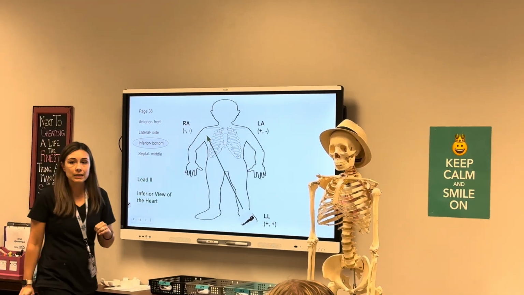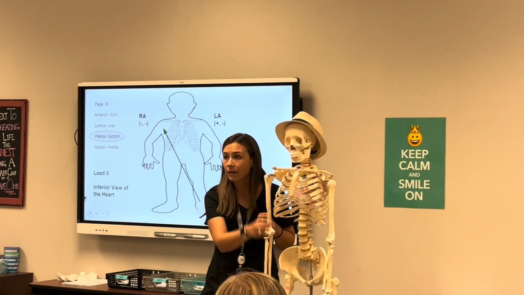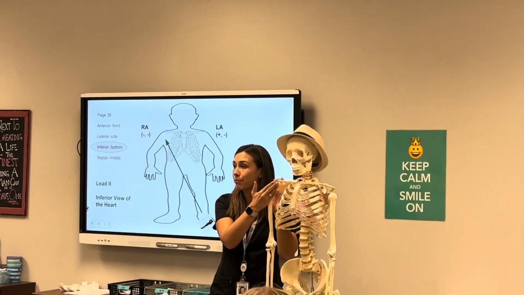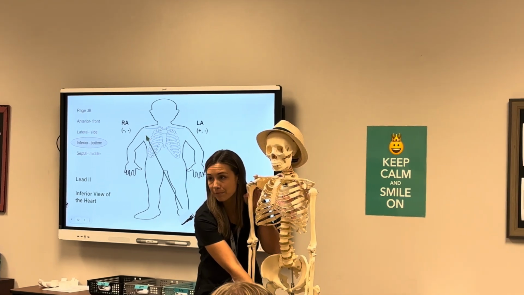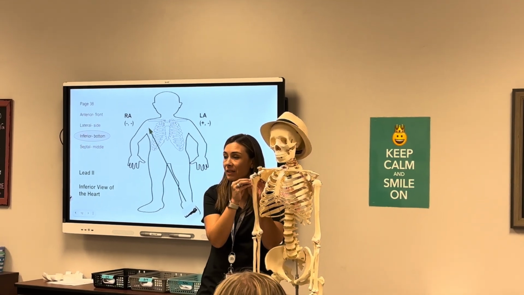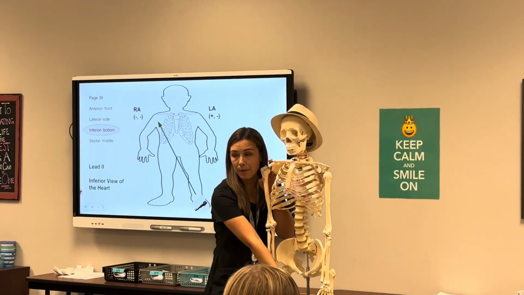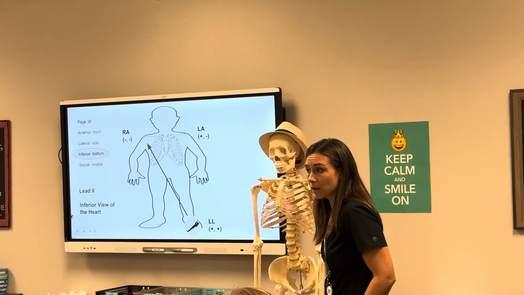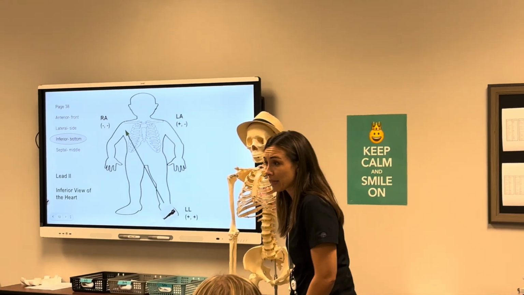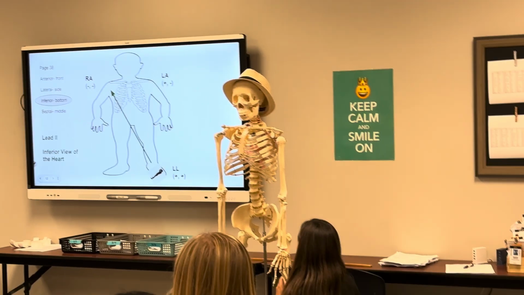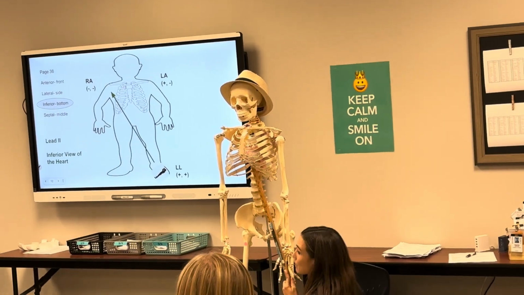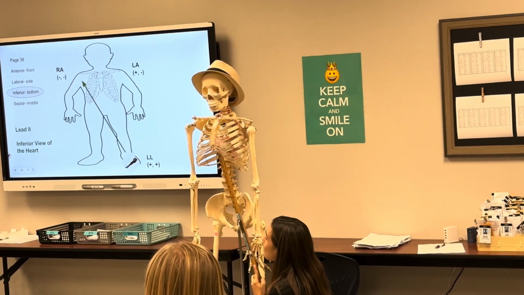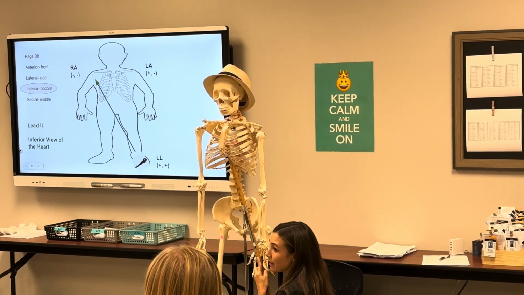Lead 2 is going to use left leg and right arm. My right arm stays a negative pole. My left leg is going to be a positive pole. We're going to measure electricity from negative to positive, but we are going to look from the leg, or the positive pole here. So if my leg is positive, I'm now steering this way at what is happening with my electricity. Now I want you to think about, where does my electricity start and how does it move down?